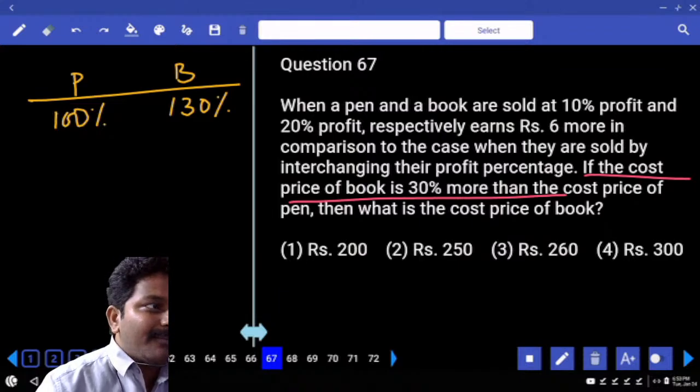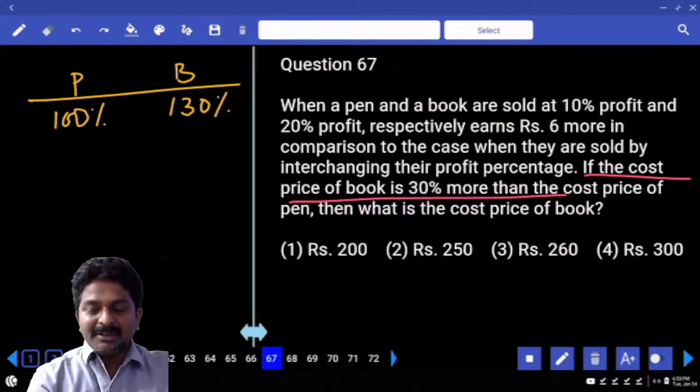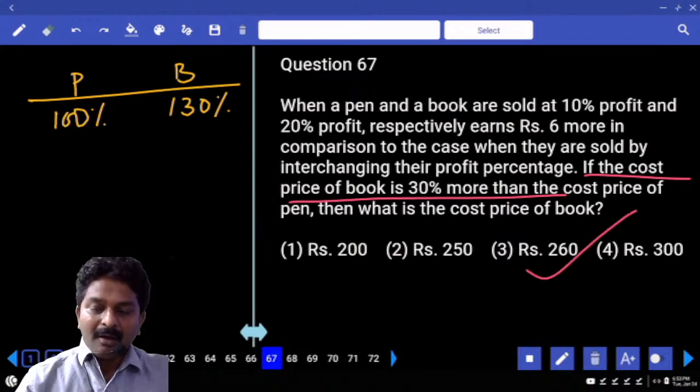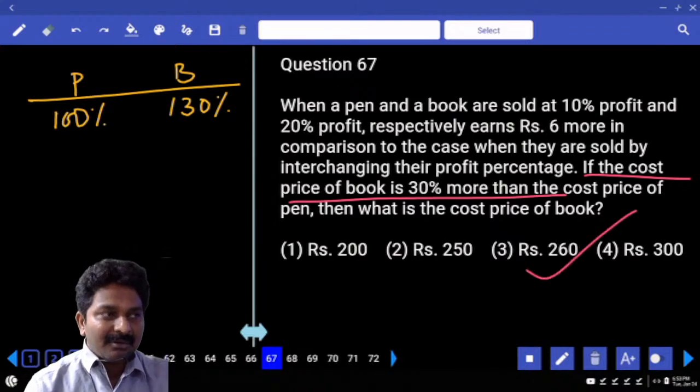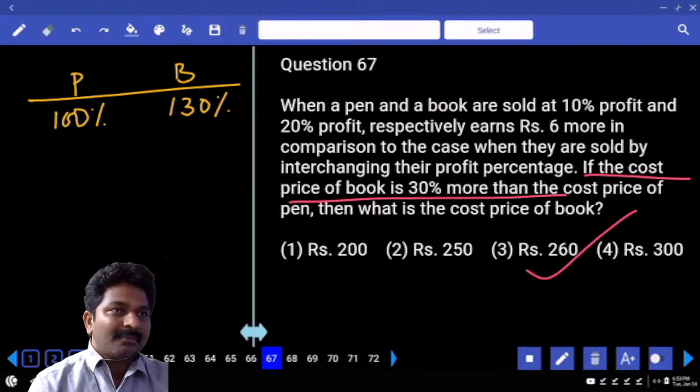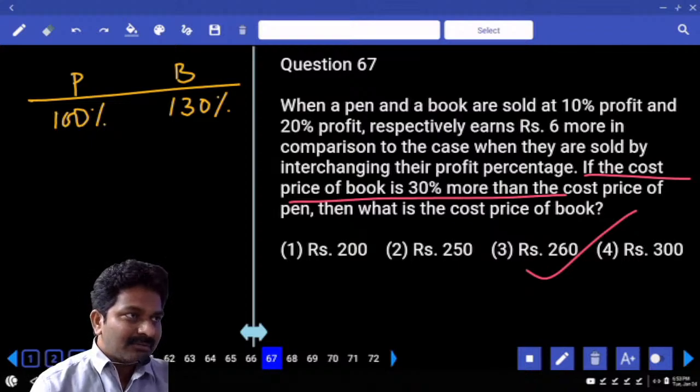130 is a multiple of? How many 13 multiples are there? Close it. Next. You want me to explain the solution?